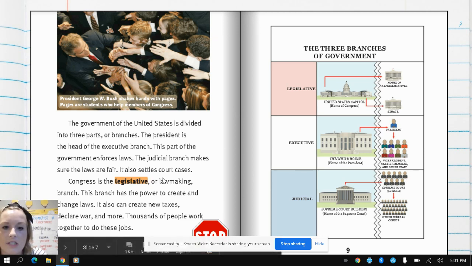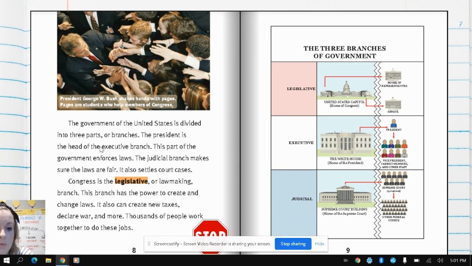Congress is the legislative or lawmaking branch. This branch has the power to create and change laws. It also can create new taxes, declare war, and more. Thousands of people work together to do these jobs. So here we are talking about the legislative branch. We have the United States Capitol, which is home of our Congress, and it's made up of the House of Representatives and the Senate.